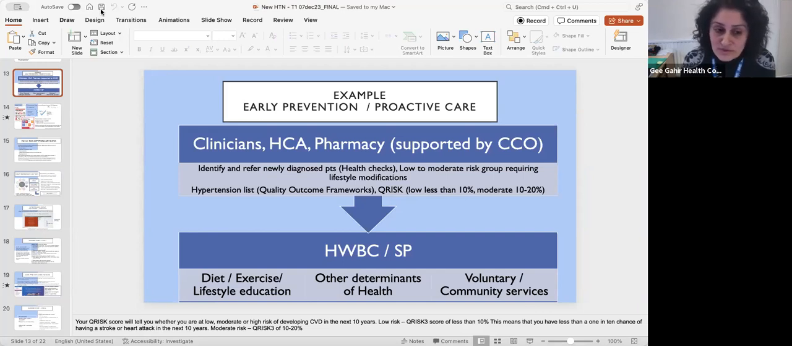There's also the hypertension list, which is part of the Quality Outcomes Framework, and also we look at Q risk, and I'll talk about Q risk later, but that's a way of measuring a risk of CVD, cardiovascular disease. So these are the type of patients that can be referred to health and wellbeing coaches and social prescribers, who will then get under the skin, beneath the problem, and look at diet, exercise, lifestyle education, and other determinants of health, and engage with voluntary and community services. Next slide, please.